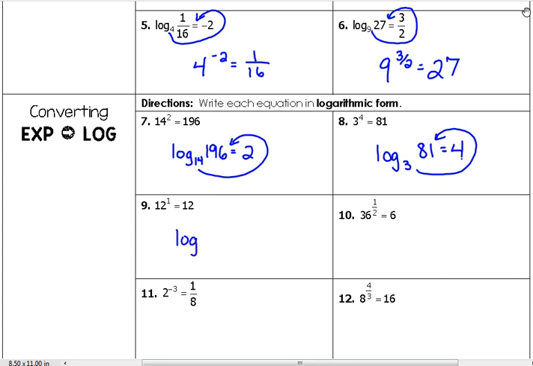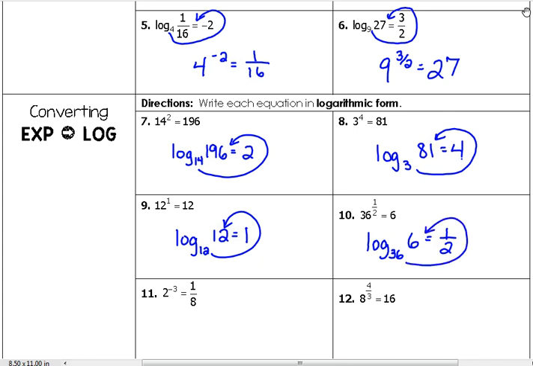Number 9, log base 12, the base is always the same. The other two numbers switch places. So log base 12 of 12 is equal to 1. Swoop it around, 12 to the 1st equals 12. Okay, number 10, log base 36 of 6 is equal to 1/2. 36 to the 1/2 is equal to 6. It's as simple as that.